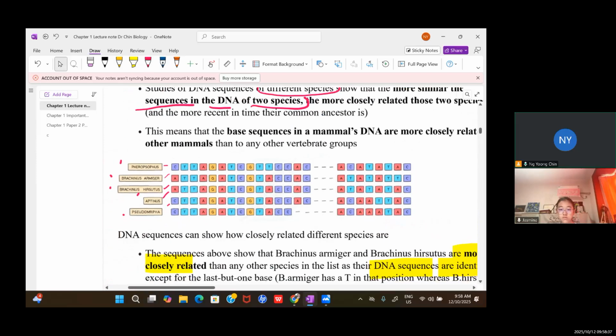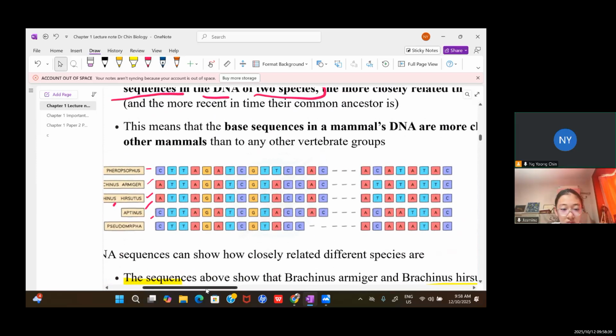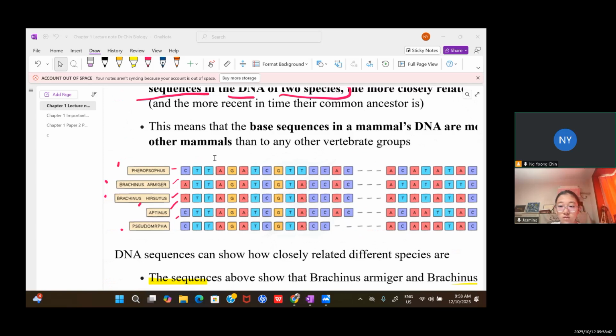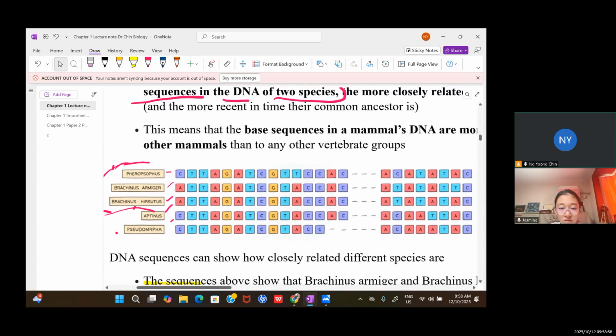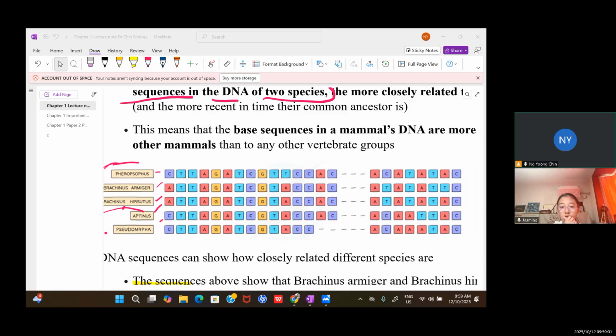Okay, so now you can have a look at these pictures. You tell me, right? If you compare these three, we just compare the first three species, which species have a very close genetic relationship with another species? You just look at the base. The second one and the third one. Yes, well done. There's only one base difference, right?